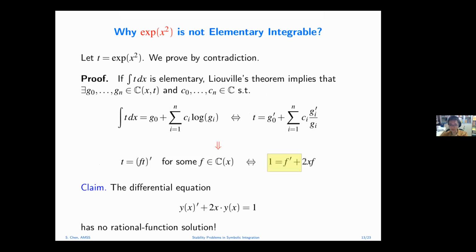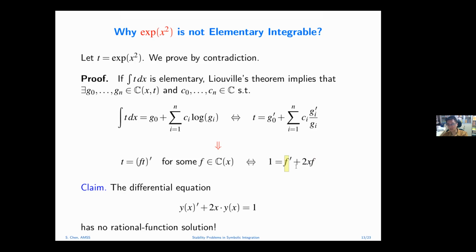Let me skip, just come to here, because by the Liouville theorem, if this is elementary integrable, then here f is 1, g is 2x, and so this equation must have a rational solution. But then you can argue that this has no rational solution, because if there is a rational solution, you can show that this rational function must be a polynomial.